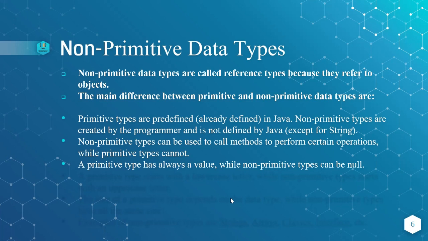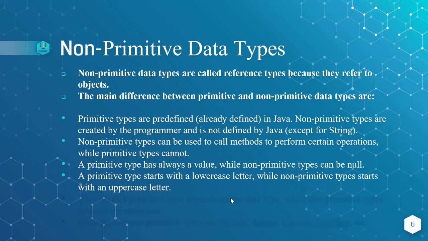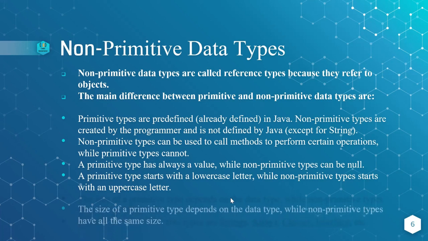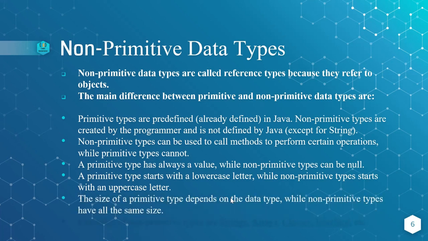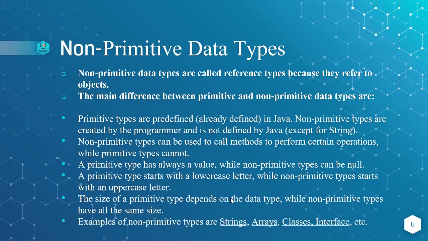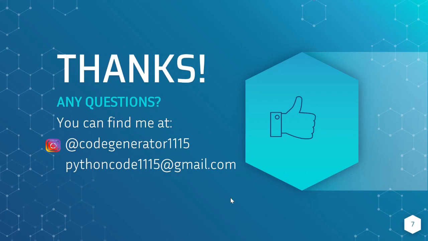A primitive type always has a value, while non-primitive types can be null. A primitive type starts with a lowercase letter, while a non-primitive type starts with an uppercase letter. The size of the primitive types depends on the data type, while non-primitive types all have the same size. As we have seen in the last slide, primitive type sizes depend on the data types. Examples of non-primitive data types are strings, arrays, classes, interfaces, and many more things.